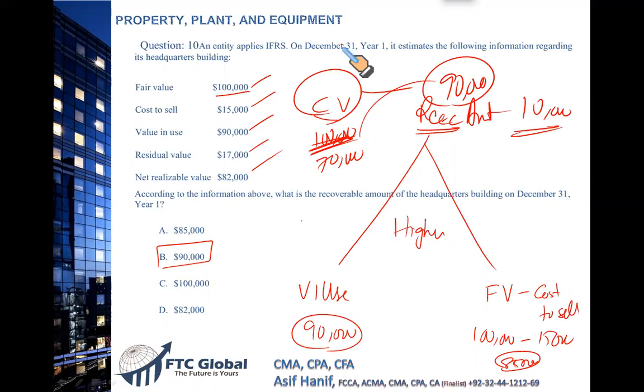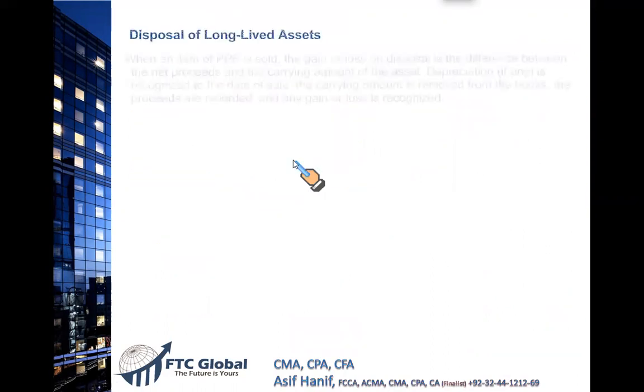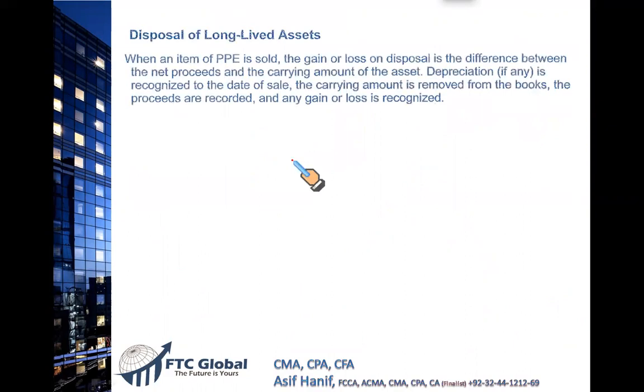This was the IFRS impairment of your long-lived assets, property, plant, and equipment, and those assets which are intangible but have a definite or finite life. Now, the last area of today's lecture involves disposal of long-lived assets.